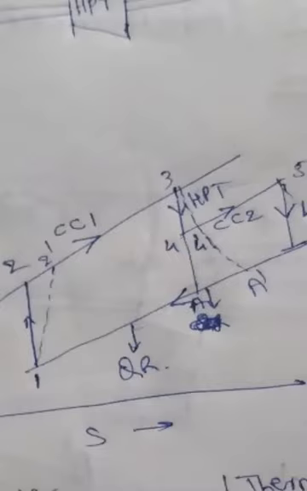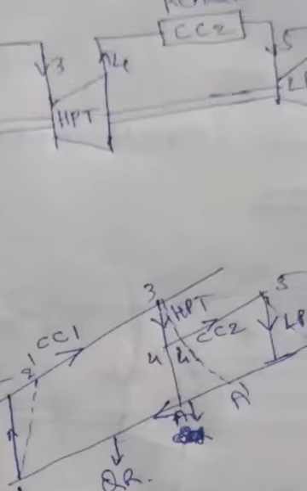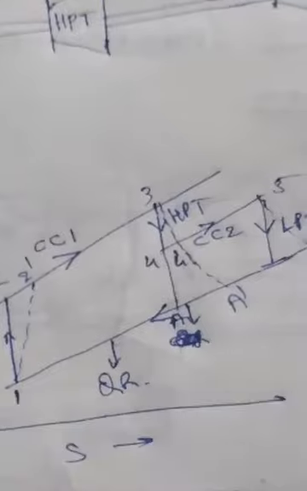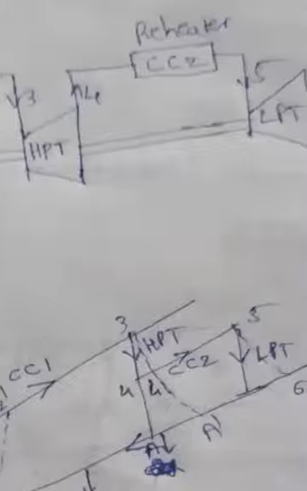Now let us go to point 3. It passes to the first turbine, the high pressure turbine. From 3 to 4 there is 50% expansion in the high pressure turbine, and from 4 to 5 it passes to the reheater or combustion chamber, and the temperature increases from 4 to 5. You can observe that it reaches up to the T3 temperature, that is T3 equals T5.